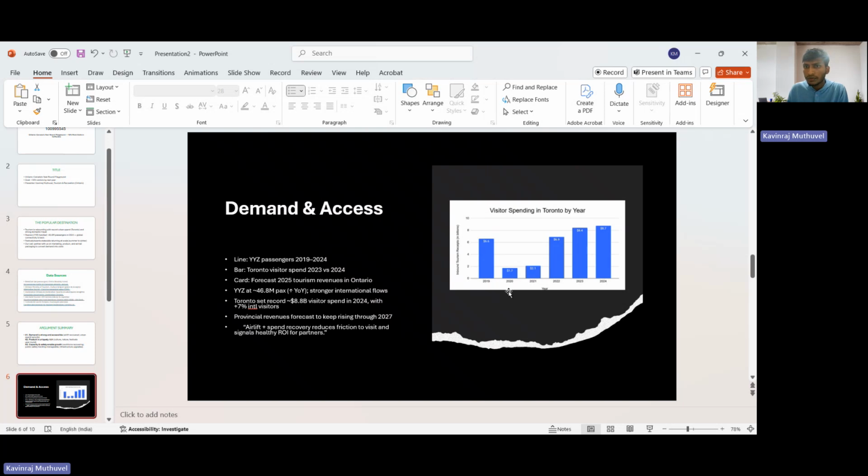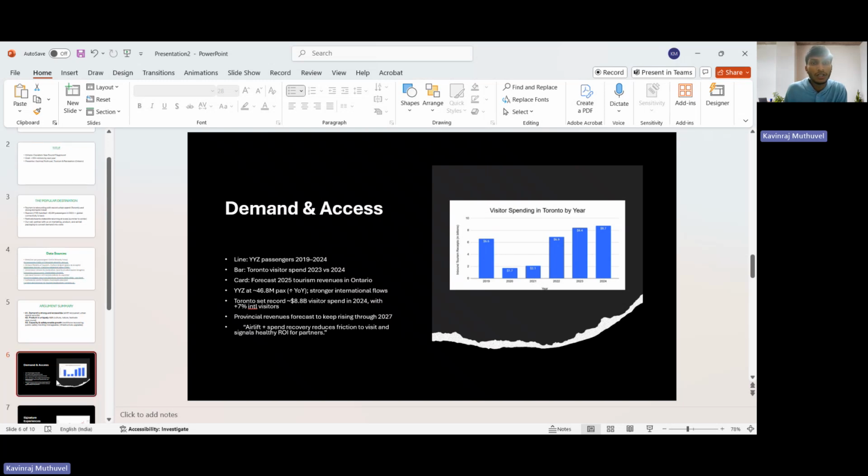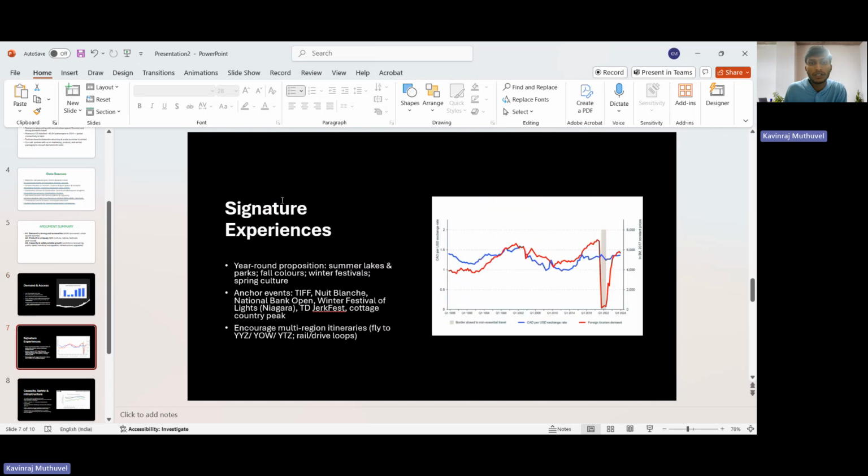From 2019 to 2024, we can see that during COVID the average spending on tourism was reduced, and then it increased exponentially to $8.7 billion. Approximately 46.8 million people entered the Pearson Airport. Toronto recorded 8.8 billion in visitor spend in 2024, with 7% international visitors. Provincial revenues are forecast to keep rising through 2027, and airlift spend recovery reduces friction to visit and signals a healthy ROI for partners.